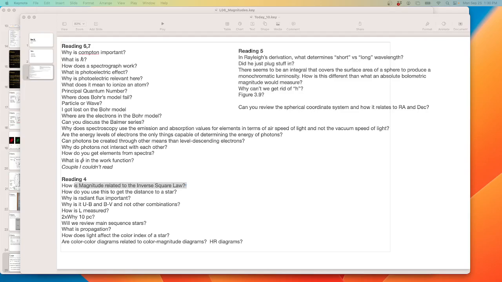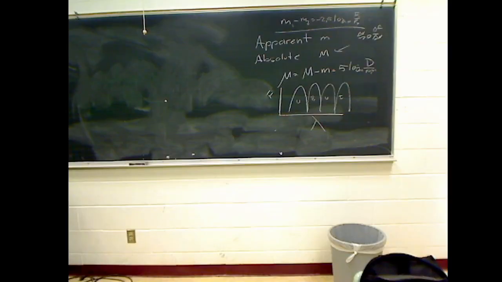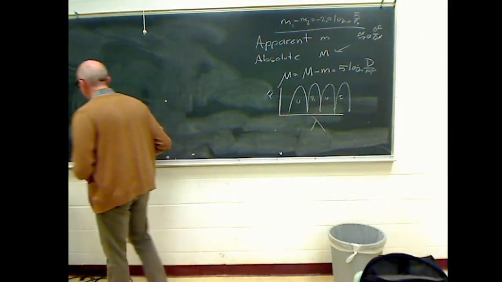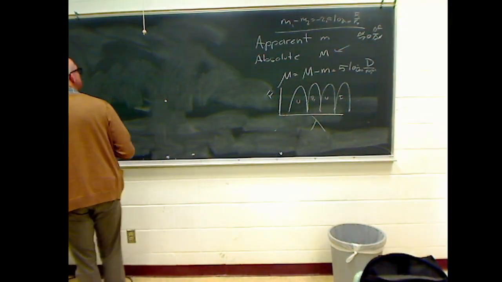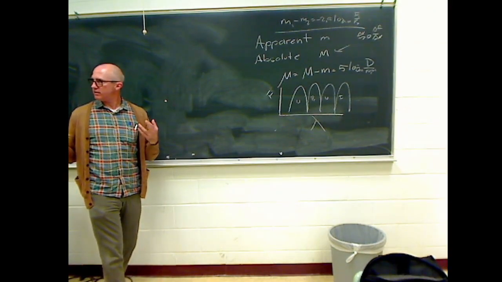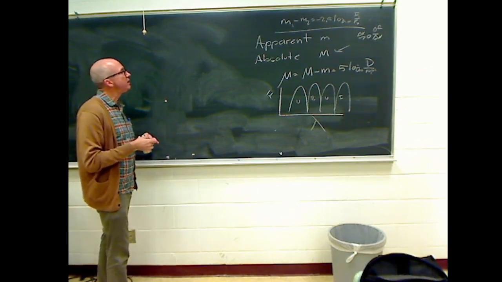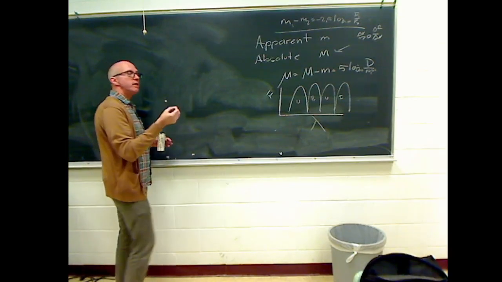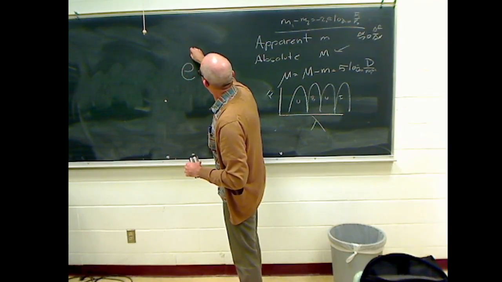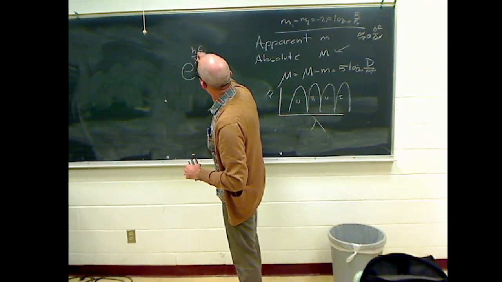In Rayleigh's derivation, what determines short and long wavelength? This is an important question because you're going to be asked to do this on the homework. So I ask you to take the Taylor series. Don't worry, it's not too bad, and I hand you what the Taylor series is in the problem. But how do I know what's short and what's long? There's a thing that looks like e to the hc over lambda kT.